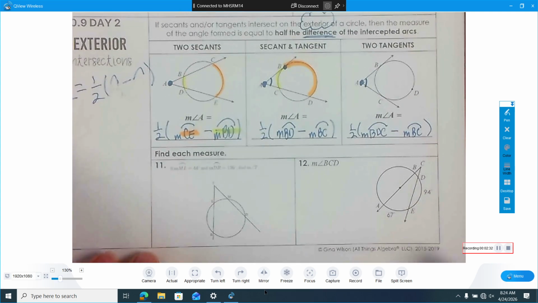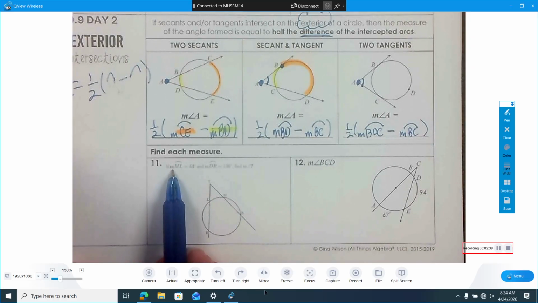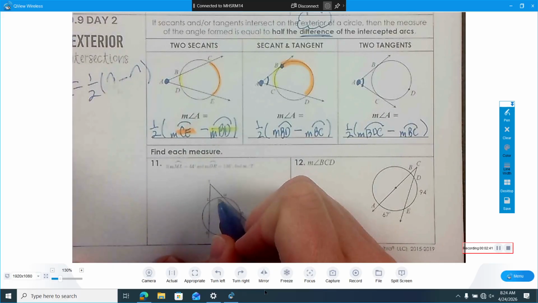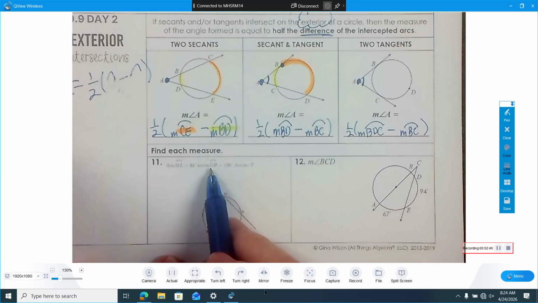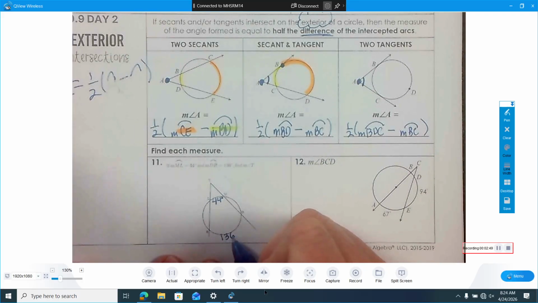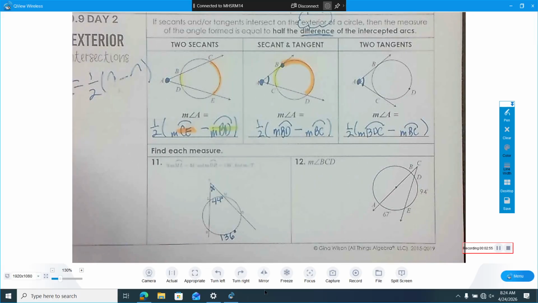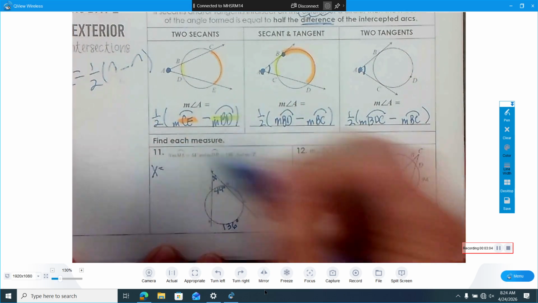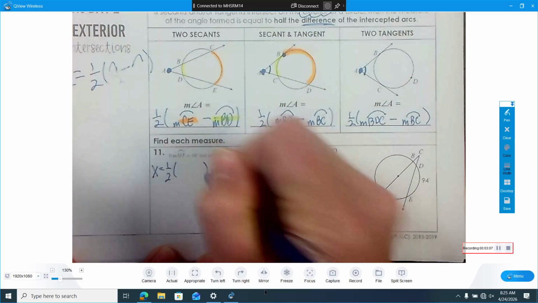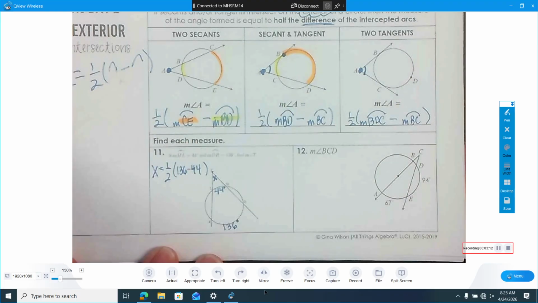So let's look here at number 11. It says the measure of arc ML, which is right here, is 44 degrees, and the measure of arc DR is 136 degrees. And we want to find the measure of angle T. I'm going to call it X. Since this vertex is outside the circle, my angle X is going to equal half of what minus what? 136 minus 44.